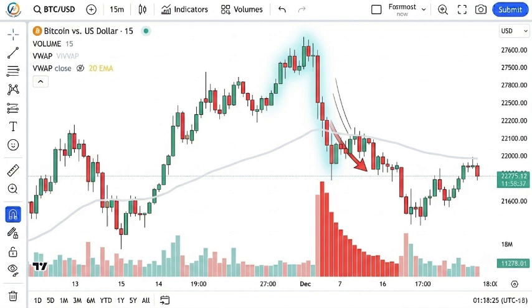When price is below VWAP, VWAP becomes resistance. Think of it like a ceiling. When price rallies up to VWAP, sellers step in. They see VWAP as fair value. They sell the rally. Your entry is when a bearish candle closes below VWAP after touching it.